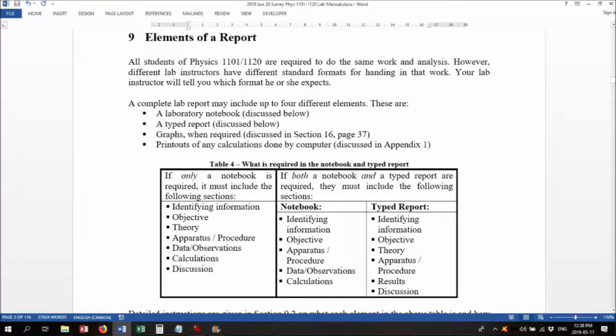Next, we'll discuss how to record data in your lab notebook. This information should start on page 22 of your lab manual. If you don't find it there, then look in the index for section 9, Elements of a Report. Now, this page is a little confusing because different lab instructors want different things from their students. What I'm going to want is the last two columns of this box on page 22. So you'll be turning in both a notebook and a typed report, but just one per pair of students.